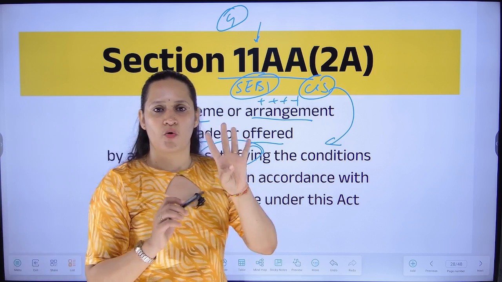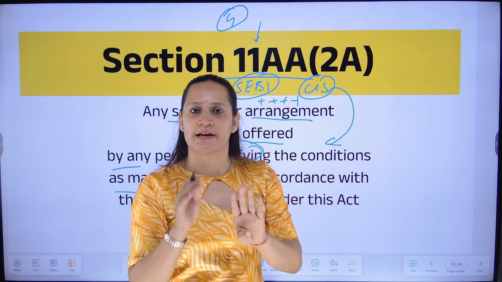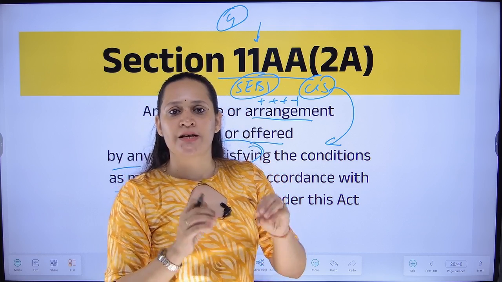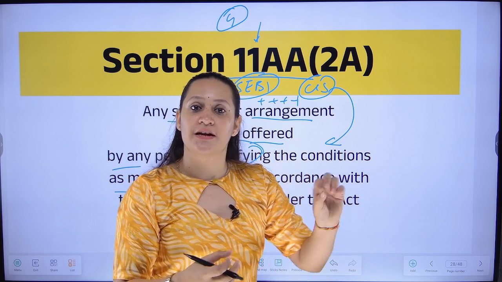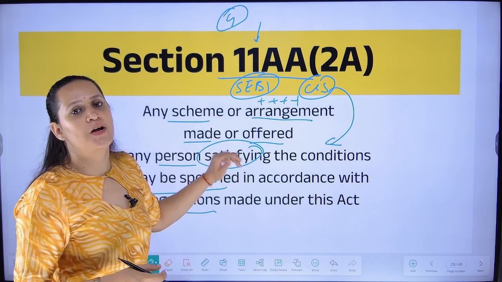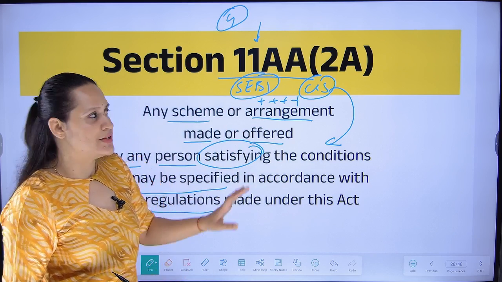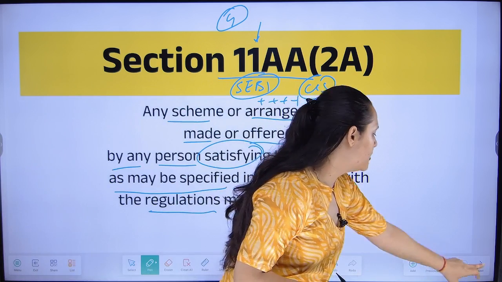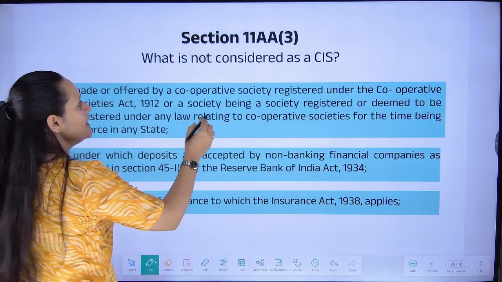So first set of 4 categories for calling a CIS that has been given under the SEBI Act itself. In addition to this, if SEBI is going to specify any more conditions under the CIS regulations, even those have to be satisfied to be called as a collective investment scheme. As of now, we have 4 criteria given under subsection 2.